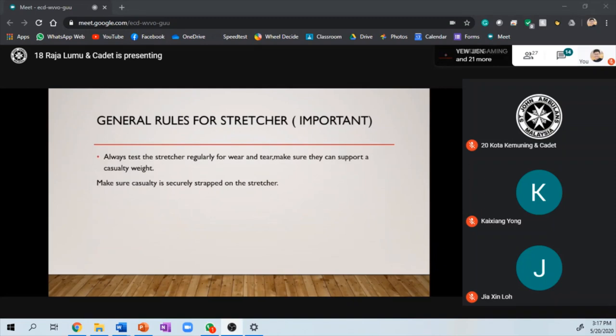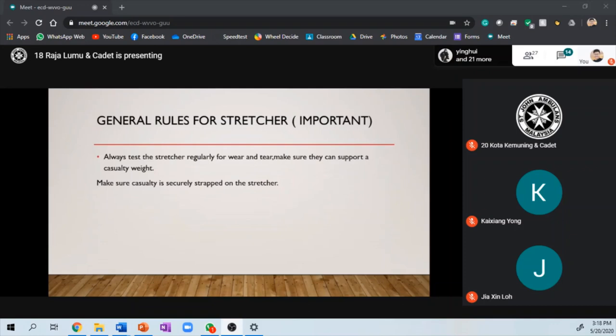What I mean is check for any damage, hole, crack, or any object in the structure, or later the structure suddenly breaks while transporting a casualty. So later on, it suddenly breaks, then the casualty also falls. So it's quite dangerous.